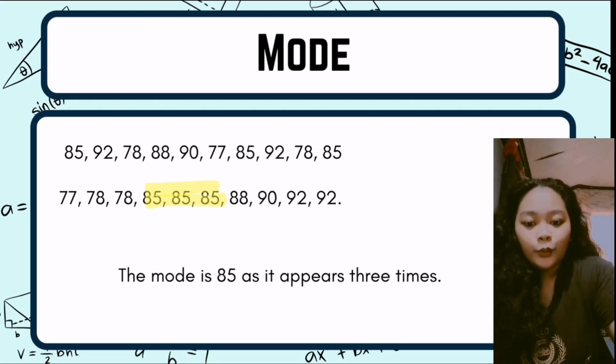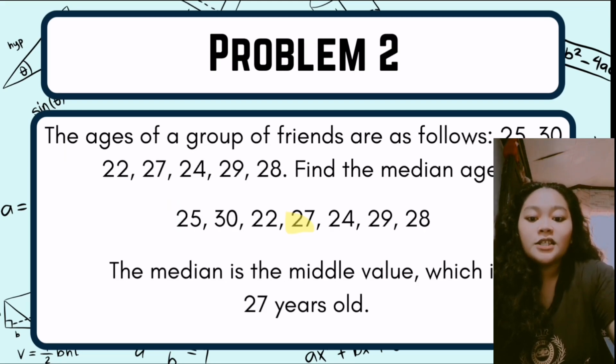So problem number 2. The ages of a group of friends are as follows: 25, 30, 22, 27, 24, 29, 28. Find the median age. So we need to arrange it into ascending order. So it will become 22, 24, 25, 27, 28, 29, 30. The median is the middle value, which is 27 years old.